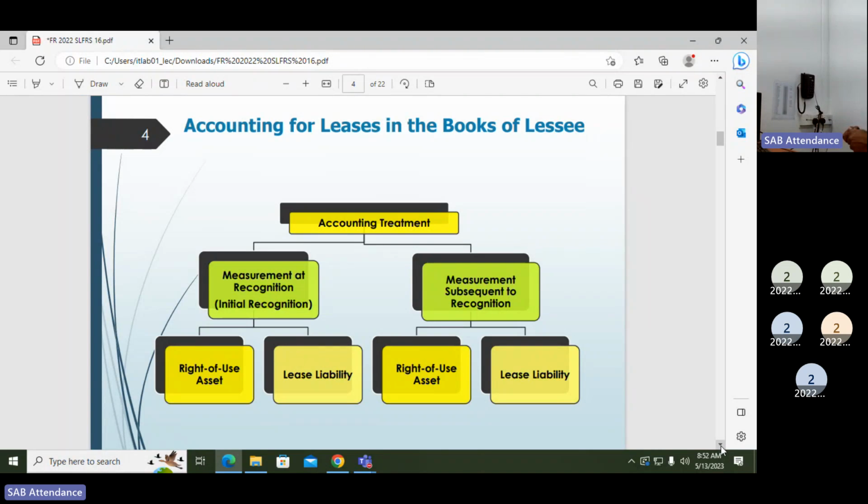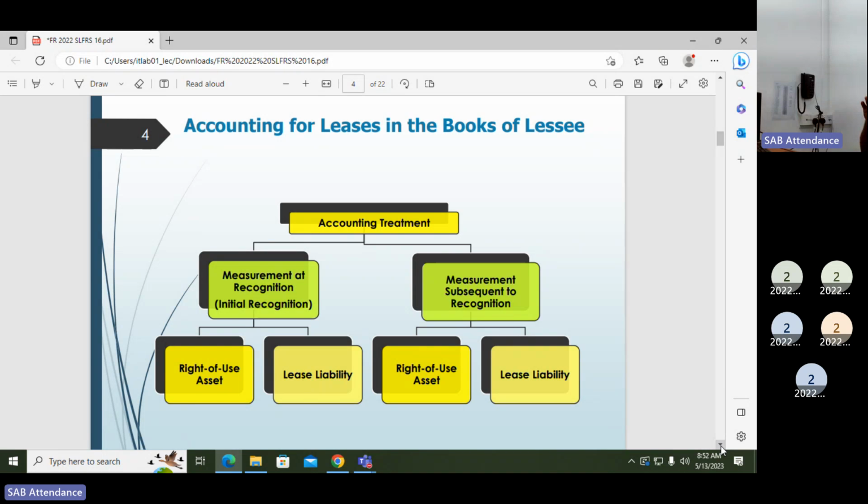So in the books of the lessee, for every lease, you should recognize an asset and a liability. When you enter into a lease agreement, you need to recognize a lease asset and a lease liability. The lease asset is named the right of use asset, because under a lease agreement, we get a right of use asset.